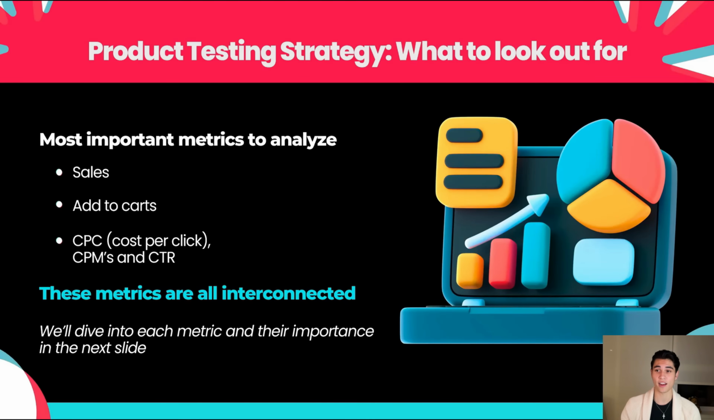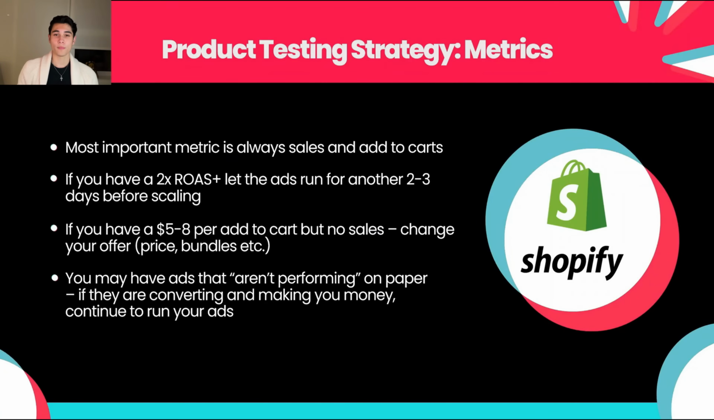That obviously shows you that there's lots of interest in your product, but people just aren't pushed to buy your product then and there. Next is your cost per click, CPMs and CTR. CPM stands for cost per mil, which essentially tells you the price of your advertisements, and your CTR is your click-through rate: how many people who view your ad are actually clicking on it. These three metrics are all interconnected, and we'll dive into each of these metrics individually and their importance on the next couple of slides. The most important metric is always sales and add to carts, as I mentioned before.